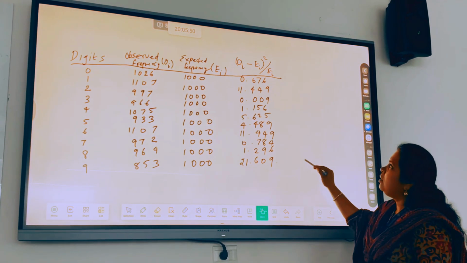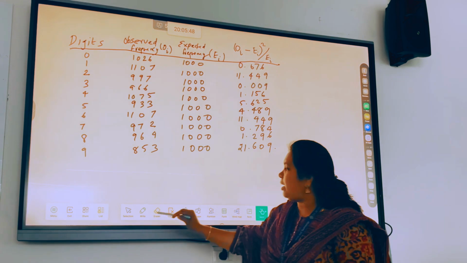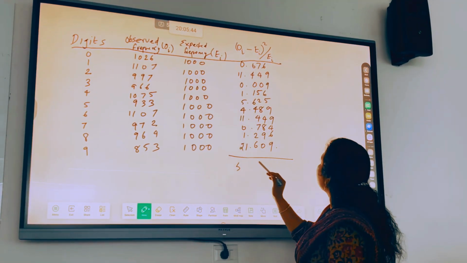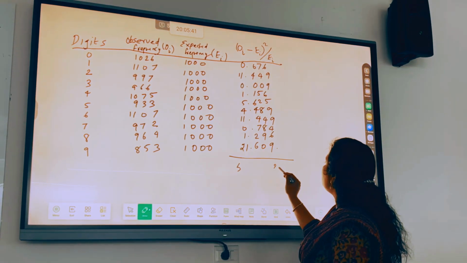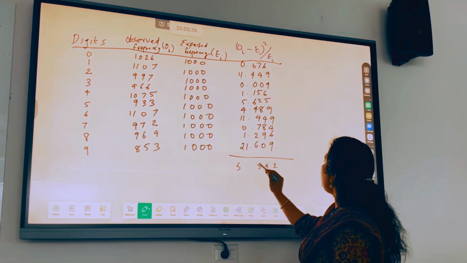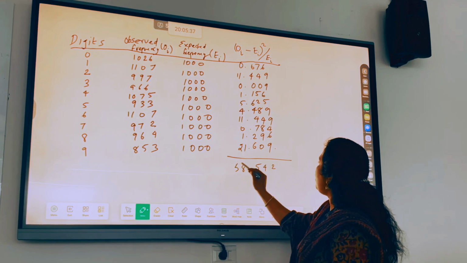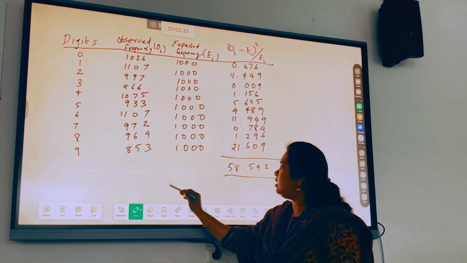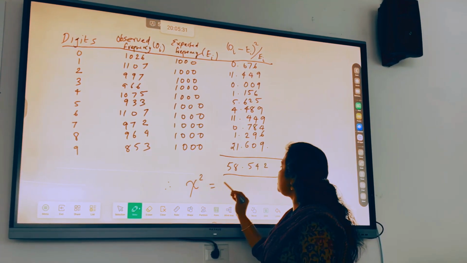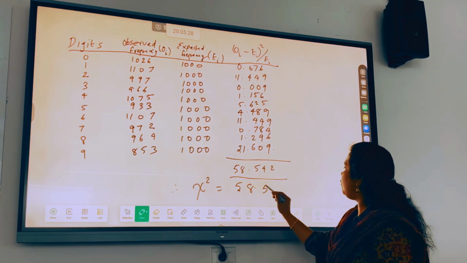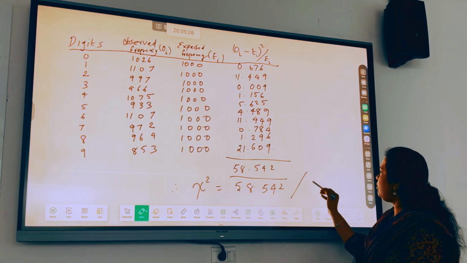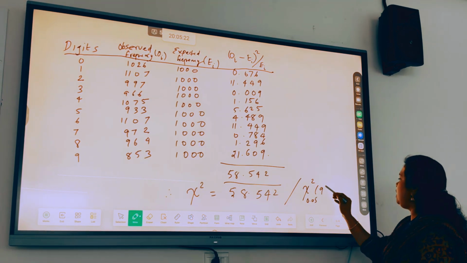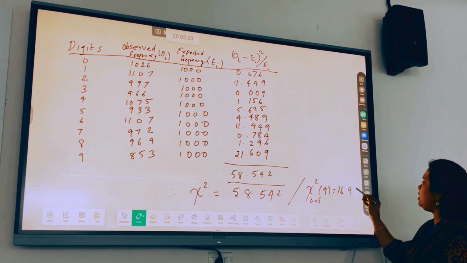We will get the values for all those 10 digits. Line by line you calculate term by term, and when you add all the terms you get 58.542. So the calculated chi-square is 58.542 and the table value at 0.05 with 9 degrees of freedom is 16.99.